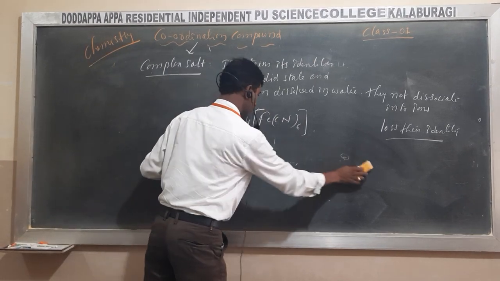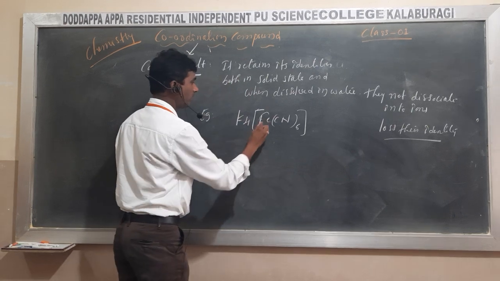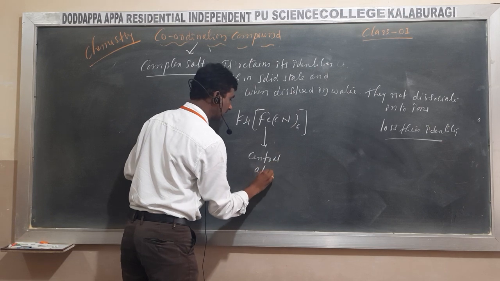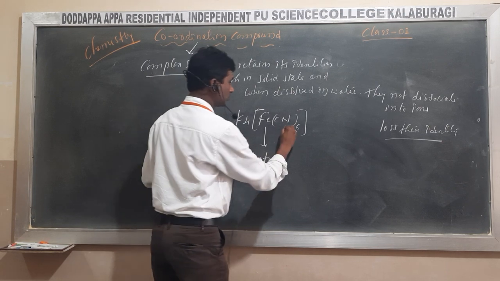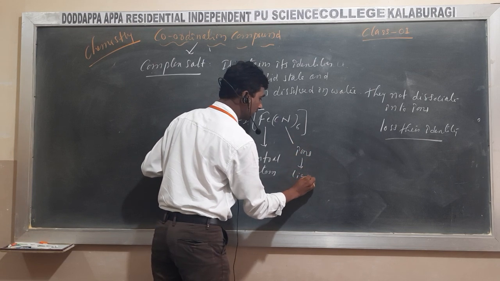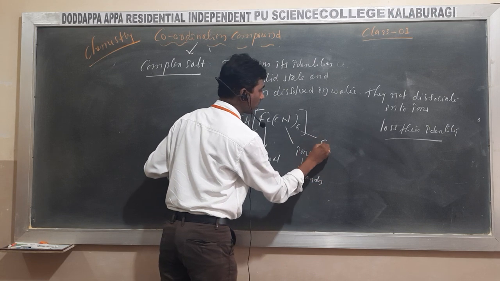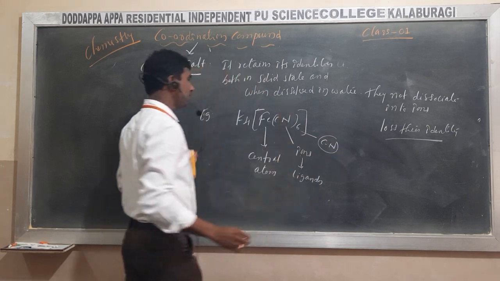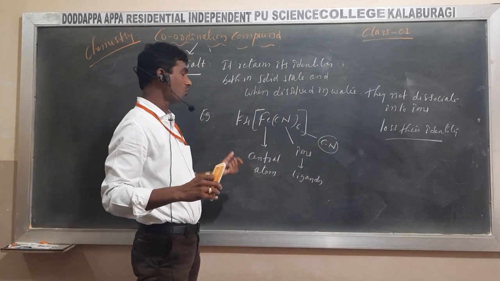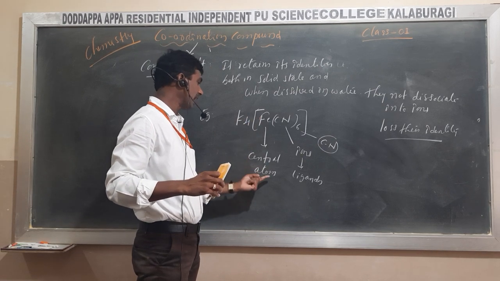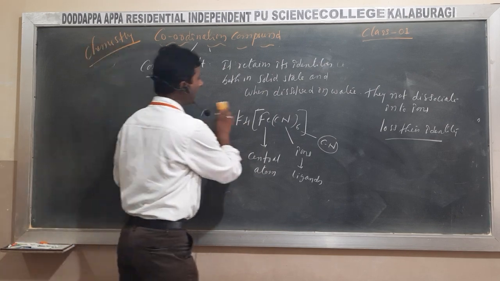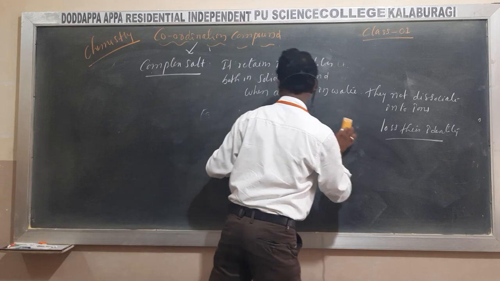But in this complex salt, you must know what this Fe is. Fe is iron, called the central atom. CN is a group of ions called ligands. Here the coordination number is also shown. The coordination compound is also called a metal complex, because it contains a metal as the central atom or ion. So it is called a complex salt.